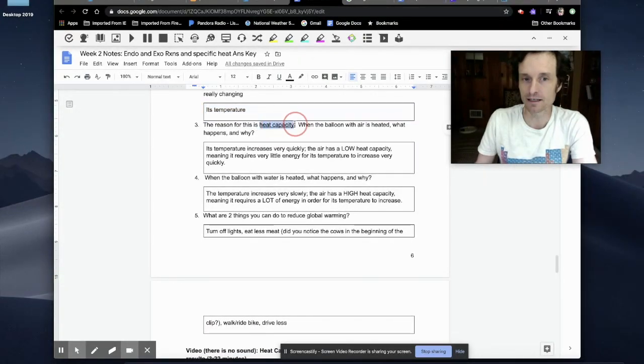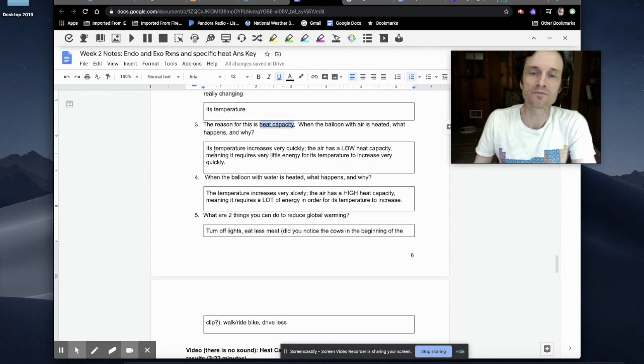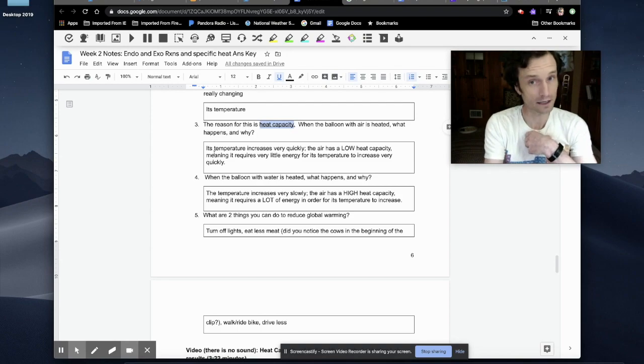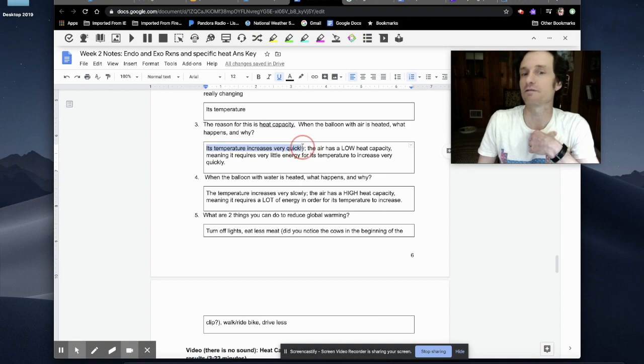They talk about it. Heat capacity is that idea that you can absorb a lot of heat or release a lot of heat, but your temperature doesn't change. It kind of stays steady. So in the case of the balloon with air, it popped really quickly. Its temperature increased very fast. And so that meant that the air had a low heat capacity. It didn't require a lot of energy for its temperature to increase really, really quickly.